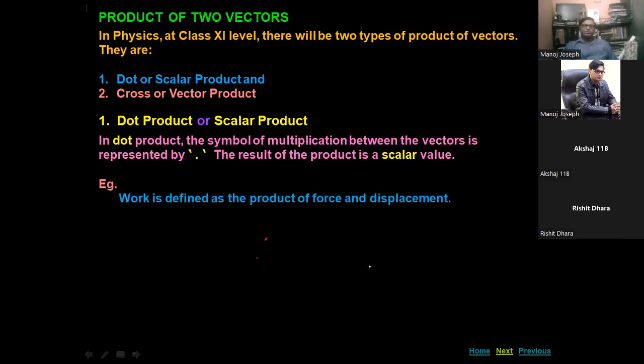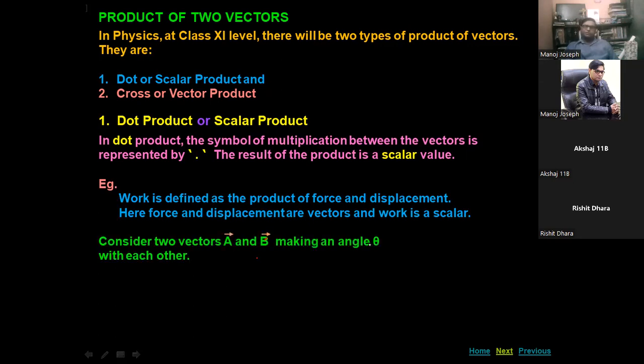For example, work is defined as the product of force and displacement. Hence, force and displacement are vectors and work is a scalar. So what is the output of a dot product? The output of a dot product is a scalar quantity. It is a product between two vectors, and the output is a scalar quantity. Therefore, the dot product is also known as a scalar product.